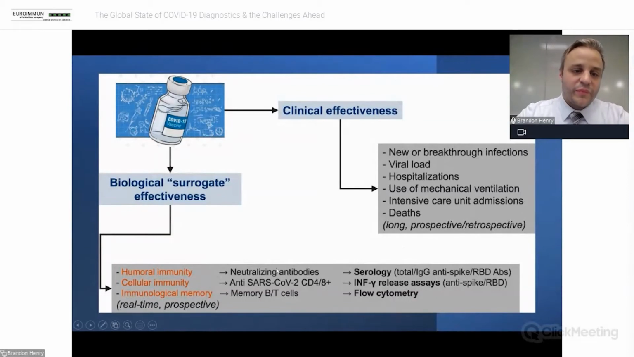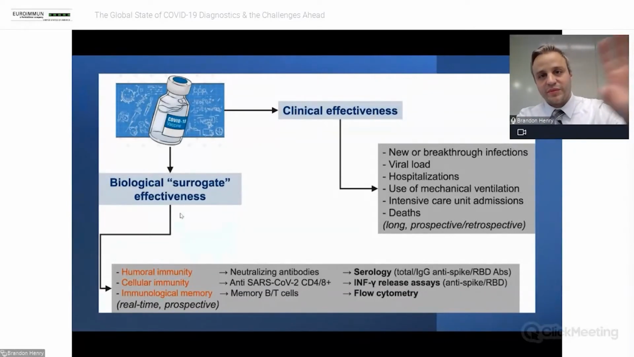On the other hand, we can use biological measures of efficacy, right? And these include assessments of humoral immunity with neutralizing antibodies and serology assays, assessment of cellular immunity, which we can measure CD4 and CD8 T cell responses using, like, the interferon gamma release assays, and assessment of immunological memory. So memory B or T cells, like we said, the B cells can be plasma cells. They can also become memory cells. So upon re-exposure to an antigen, so if you get reinfected later, we're able to produce antibodies more quickly. And this can be assessed via flow cytometry.